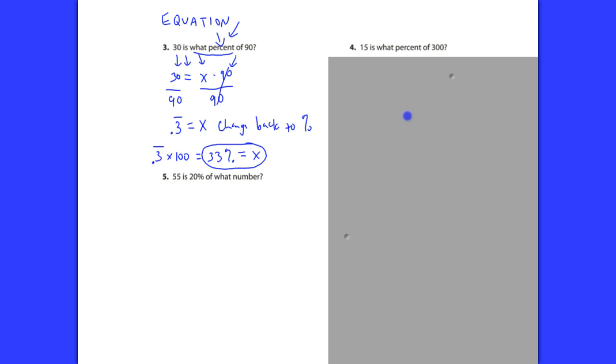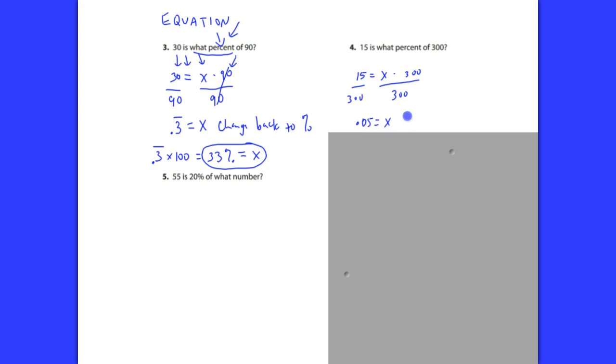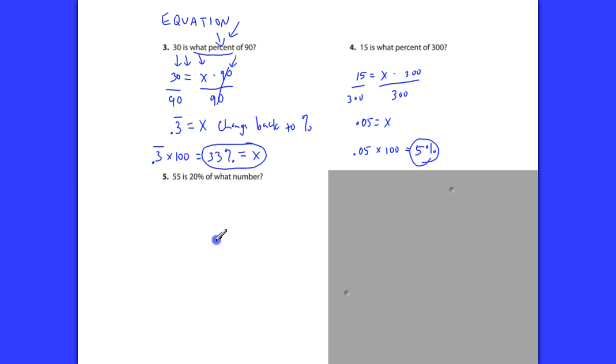Okay, hopefully you've worked out number 4. It's just like number 3. That's why I asked you to do it here. So here I'm going to reveal the answer. That was the equation you should have written. 15 equals x times 300. You should have divided both sides by 300. You'd have gotten 0.05 as a decimal, but remember you have to multiply that times 100 to turn it back to a percentage. And that would be your answer right there.